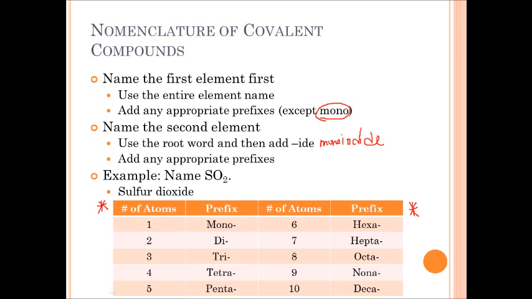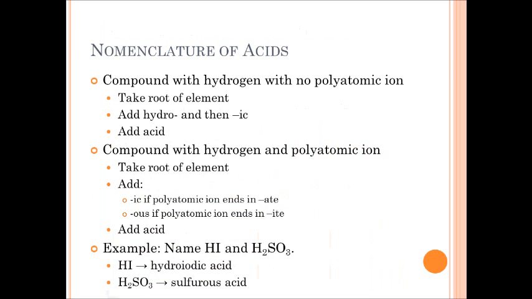Okay. So name SO2. Well, S is sulfur. So there's one of them. We just write sulfur. Oxygen, we're going to take off that part, and it becomes oxide. And then we have two of them, so we add di. So it's sulfur dioxide. This one's actually pretty straightforward.